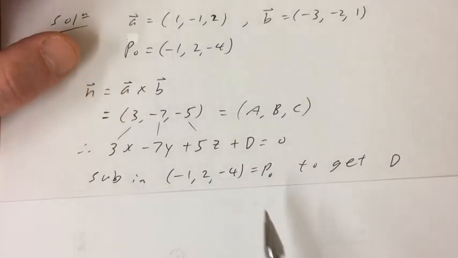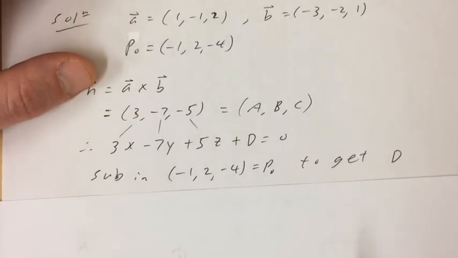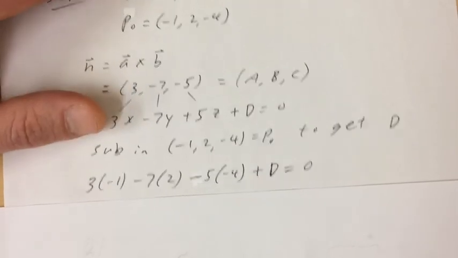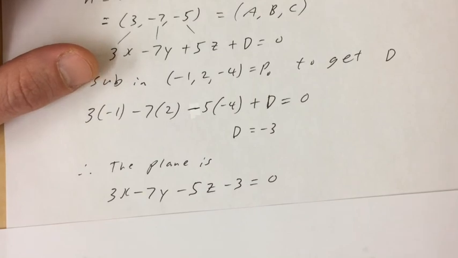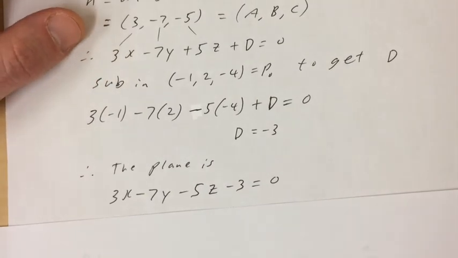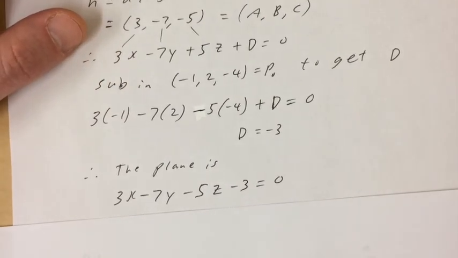And sub in the point P naught to solve for d. Sub that in. D equals negative 3. And the equation of the plane is 3x minus 7y minus 5z minus 3 equals 0.